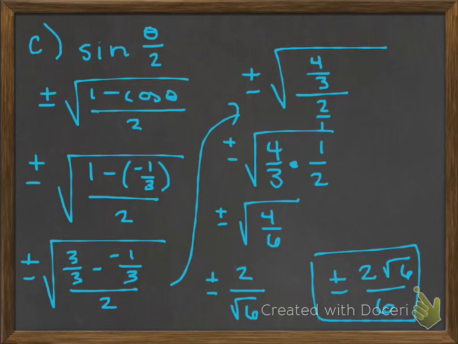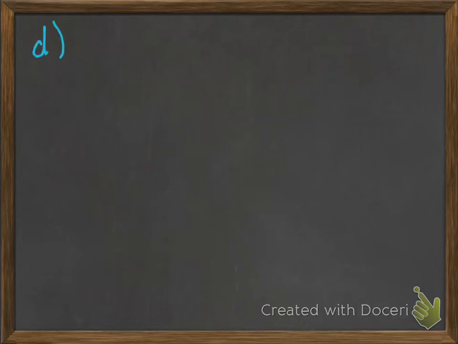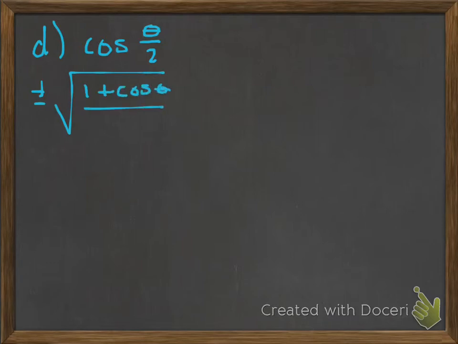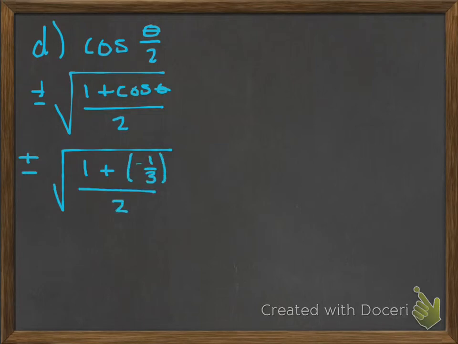So next we're going to find cosine of theta over 2, and then we'll finish up with tangent of theta over 2. So letter D is cosine of theta over 2. And the formula for this calculation is plus or minus the square root of (1 plus cosine theta) over 2. So we're going to essentially follow the same process that we just did for letter C. So I have 1 plus a negative 1/3. And then we change the 1 so that I have common denominators. So 3 over 3 plus a negative 1 over 3.